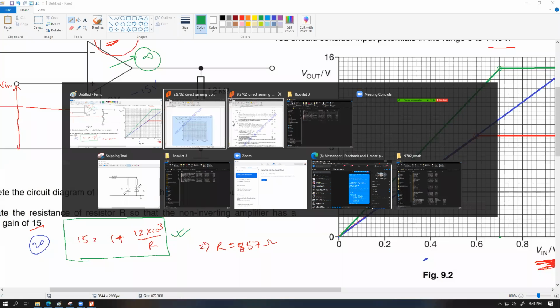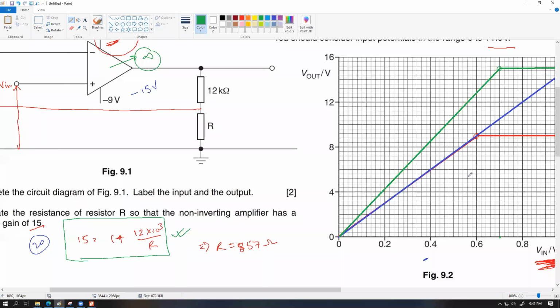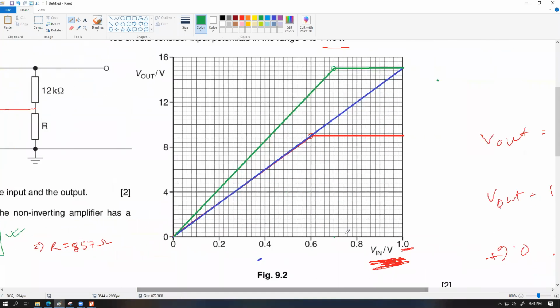So saturation does not occur until 0.6 V. For this circuit, yes, this circuit can handle up to, I mean, these blue lines or the red lines that I've drawn, which was based upon the gain of 15. This could handle up to 0.6 for a +9 volt. So negative feedback circuits are used to avoid saturation, but only up to a certain point.